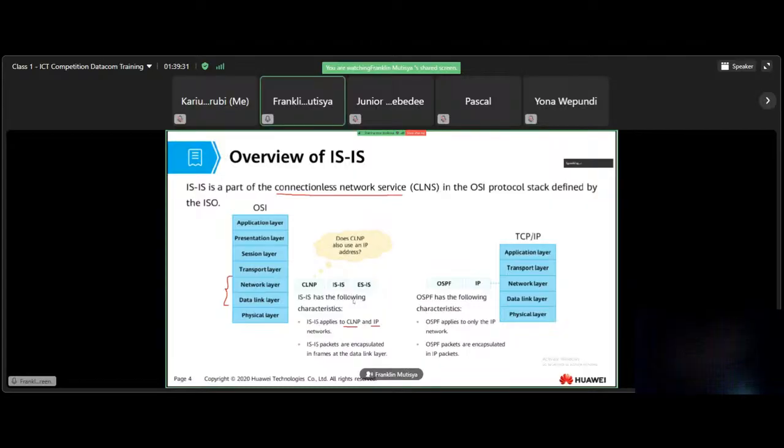ISIS packets are usually encapsulated in frames of the data link layer. Compared to OSPF, OSPF applies only to IP networks, while ISIS applies to both connectionless and IP networks. Another thing about the packet structure is that OSPF packets are encapsulated in IP packets. I hope that is informative.